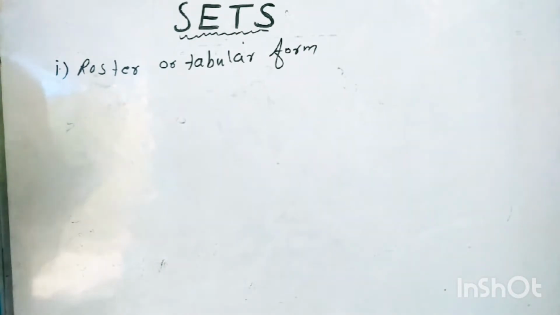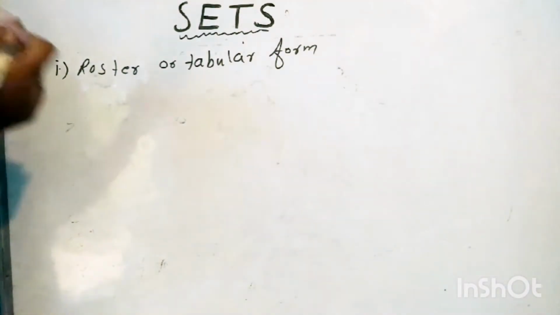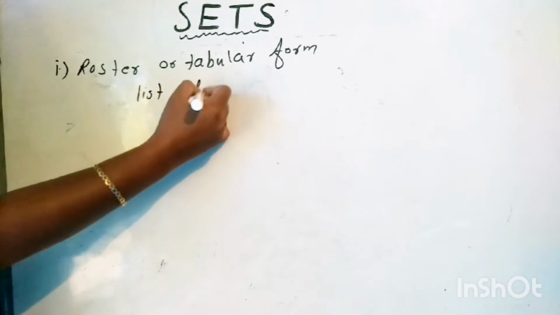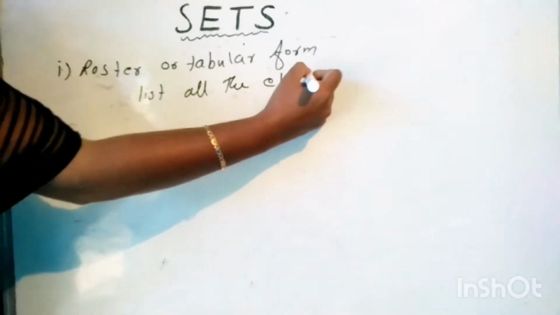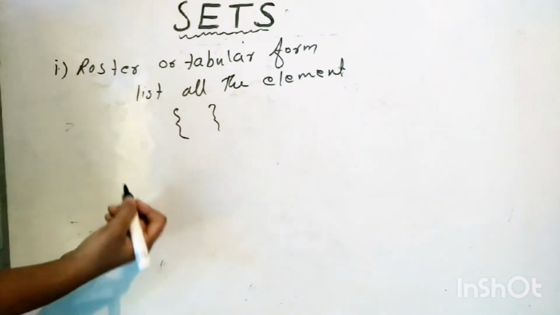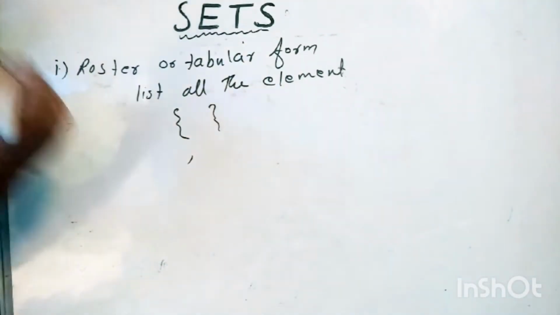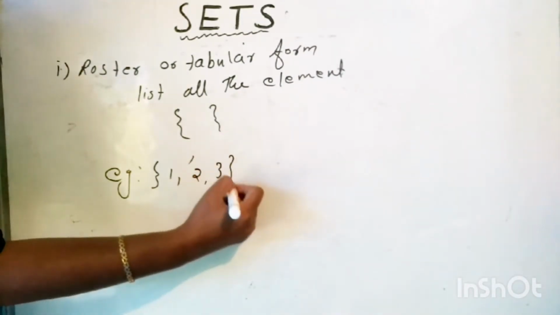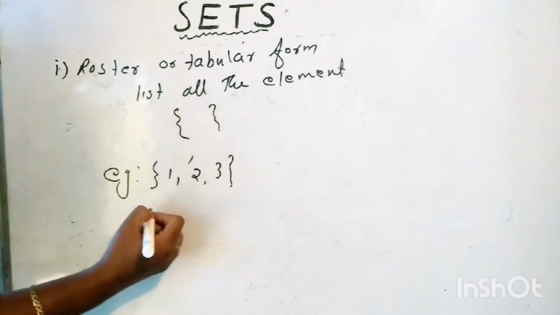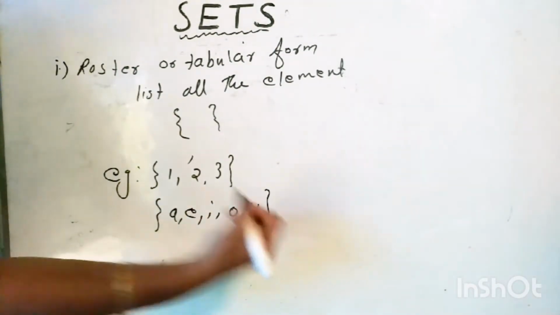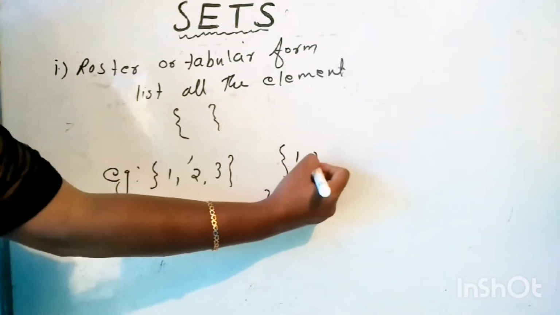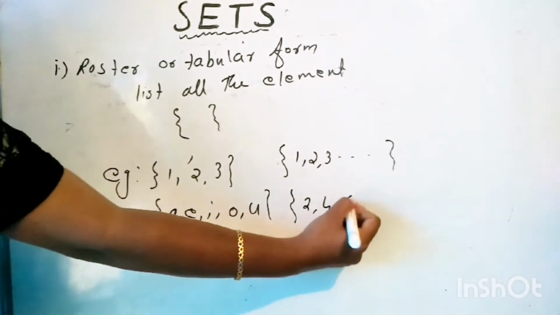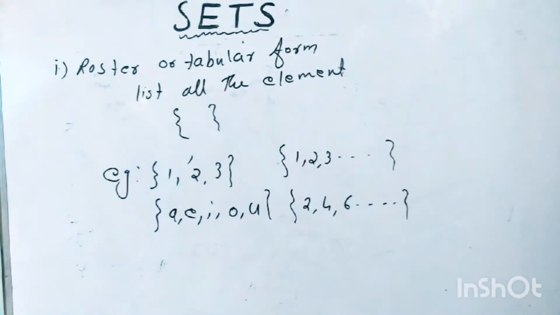Very simple. Roster or tabular form means we list out all the elements. The elements are separated by commas and enclosed within curly braces. Example, the set 1, 2, 3 is in roster form. The set A, E, I, O, U, the set 1, 2, 3 and so on, and the set 2, 4, 6 and so on, are all examples of roster or tabular form.